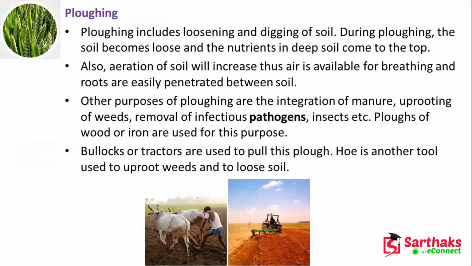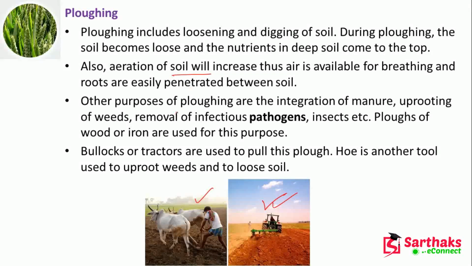So next, the plowing. Here you can see that this is the traditional method and this is the new method. Plowing includes the loosening and digging of the soil. And here aeration of the soil will increase. That means air will pass through the soil. If air passes through the soil, there will be no rotten root. So that's why we need that.